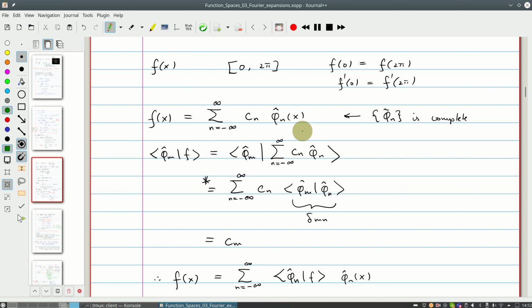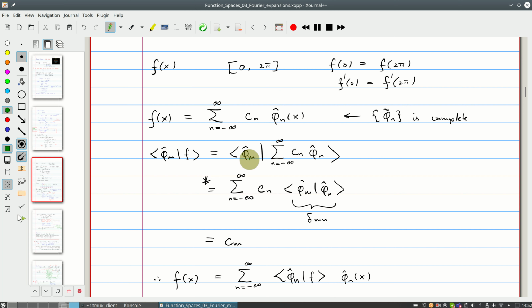Now how do you find those coefficients? We find them the same way we found the coefficients of a finite vector. Take the inner product with one of the basis functions. I've taken phi m here. Whenever you take the inner product, don't choose the index which you have used here. I've used n as a dummy index here. It's summed over all n. Don't choose an n, choose something else. So it's phi m, the inner product of phi m with f.